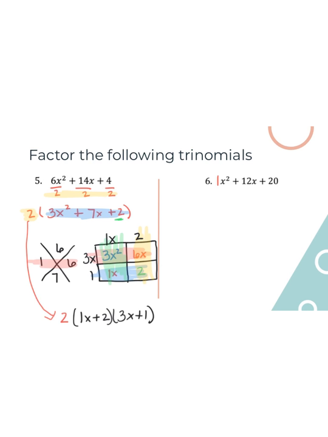Okay, so then let's look at our letters. I have an x squared, I have an x, and then I don't have anything on my 20. So you can't simplify this one anymore. You can't take a greatest common factor out. So when you can't take a greatest common factor out, you just go ahead and factor it.